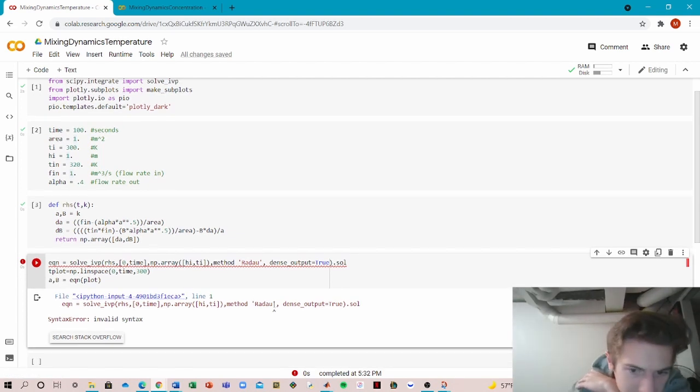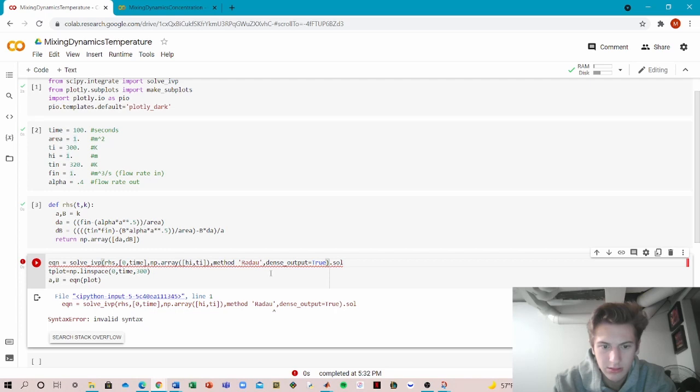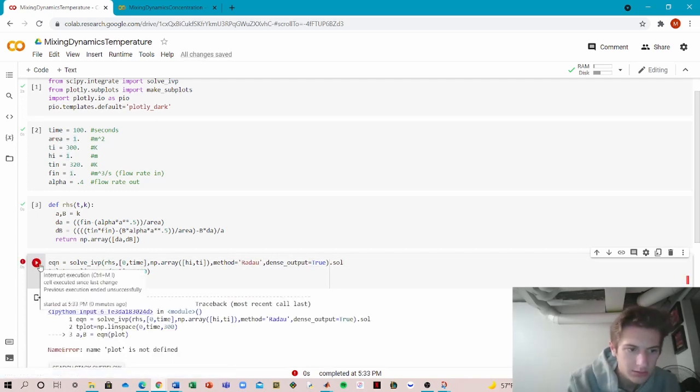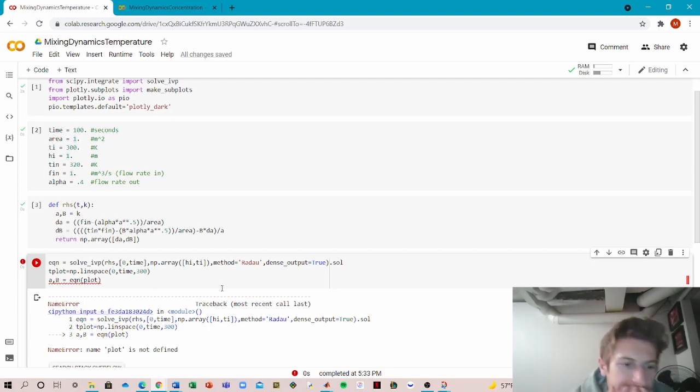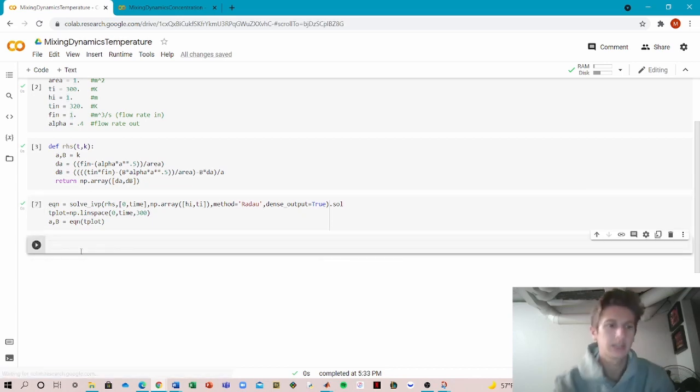What is invalid syntax? It might be because there's a space. No. Radau. Oh, sorry. Method equals Radau. No? Name plot is not defined. Oh, that would be my bad. tplot, not just plot. tplot time should work. There we go, guys. Nice. Alrighty, now let's set up the figures.